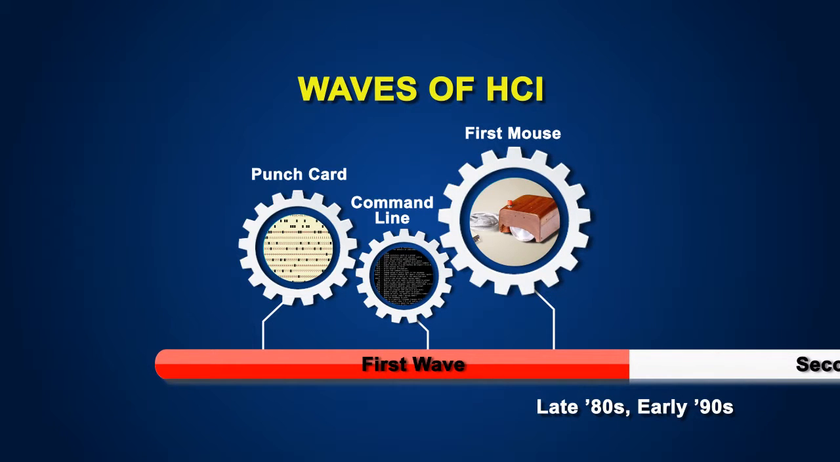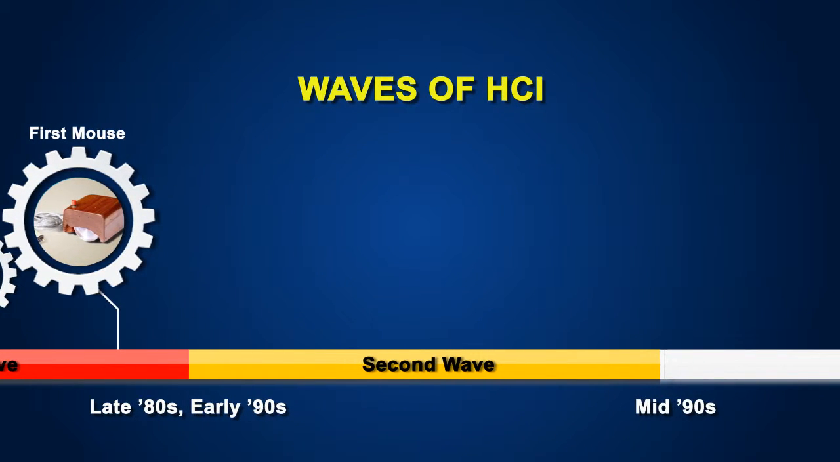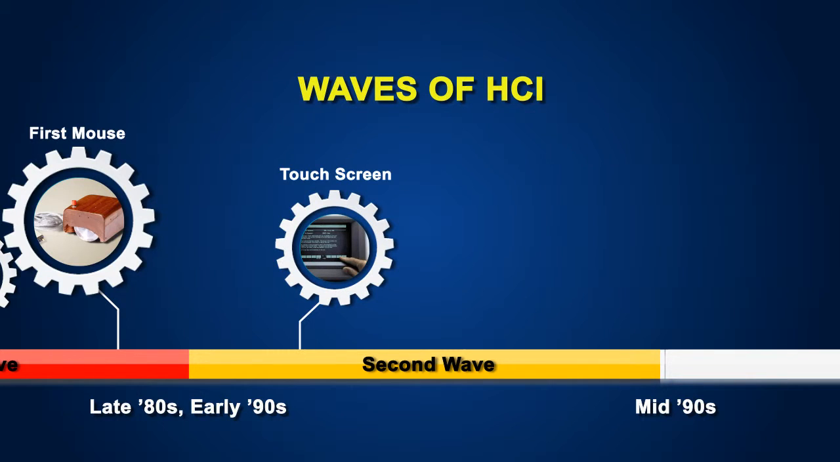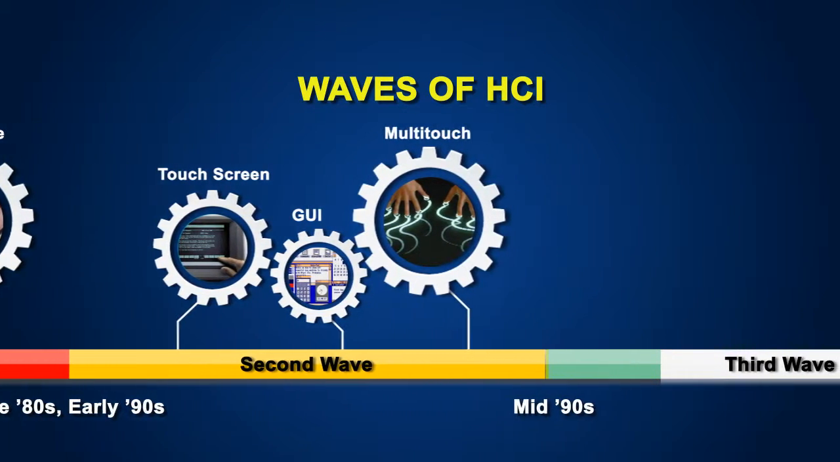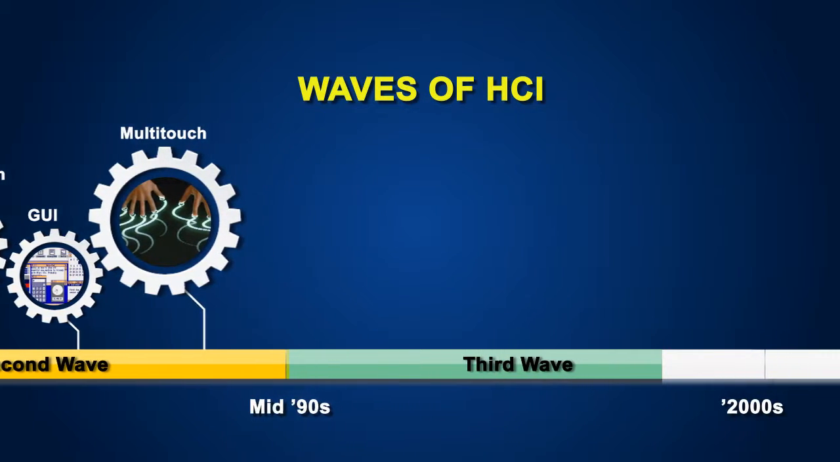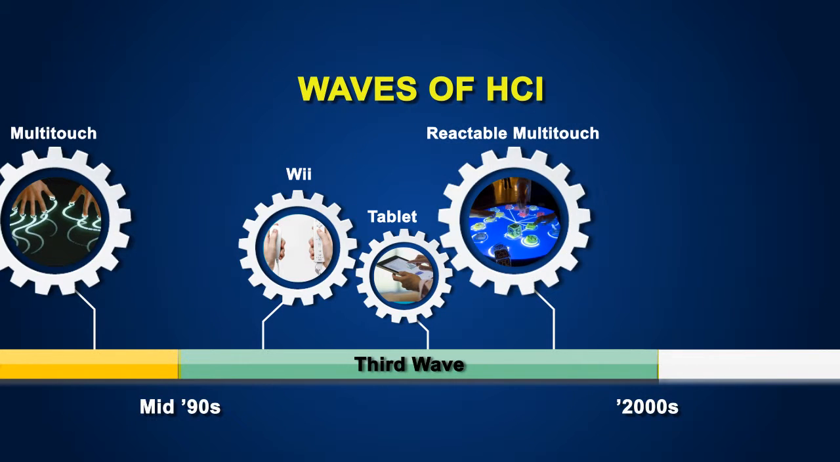The second wave of HCI started from the early 90s until the mid 90s. There are touchscreen technology, GUI, which is graphical user interface, and multi-touch table. Next is the third wave, from the mid-90s until the 2000s. People like to interact with the Wii for gaming or education purposes, tablet and Reactable multi-touch table.